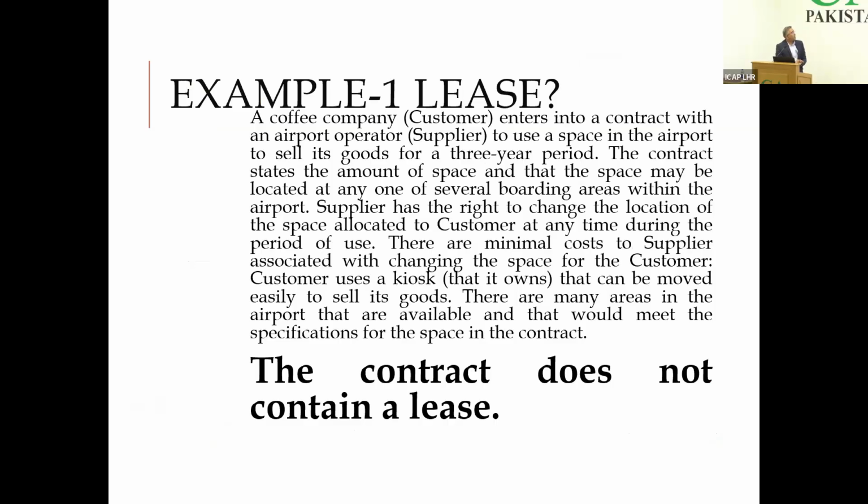We have certain examples on these areas. First of all, what is meant by identified, and what is not identified. These examples are given in IFRS 16. Here is an example of a coffee company that enters into a contract with an airport operator to use a space in the airport to sell its goods.